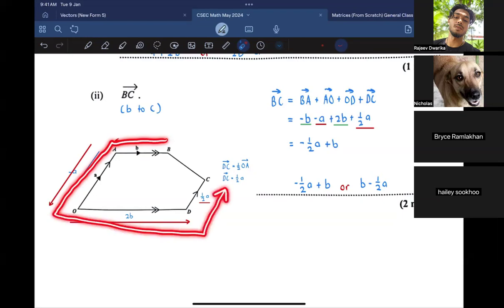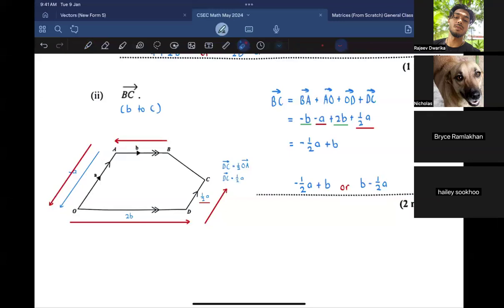Now, B to A. Why am I saying that B to A is minus B and not plus B? Because they go in the opposite direction. Yes. And same thing for A to O, we're going in the opposite direction, so minus A. O to D, that's 2B. And D to C, we're going in the same direction in these cases, so we'll just be positive. Now, the part that I think might give all the trouble is simplifying.